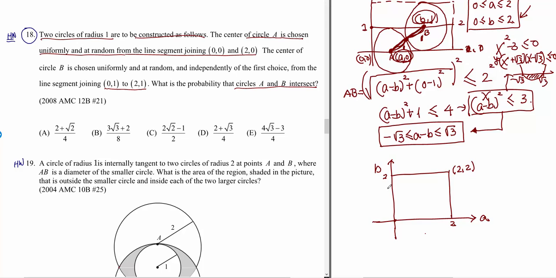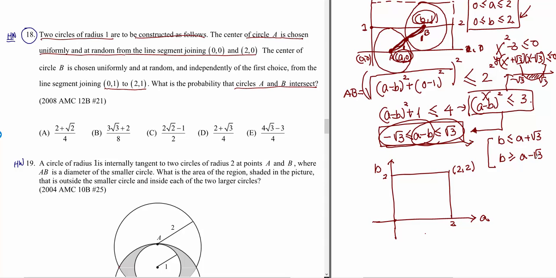Alright, now let's find how this one looks. The first one, this side. This side, B is what? Less than or equal to A plus square root 3, right? That's okay. Can you see that? Alright. Now the other side, this one. B is greater than or equal to A minus square root 3, right?